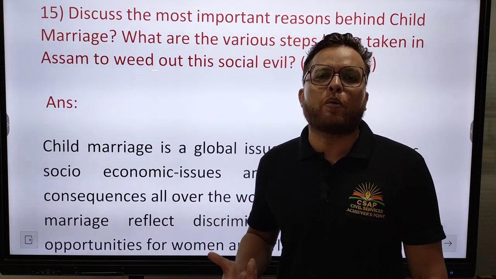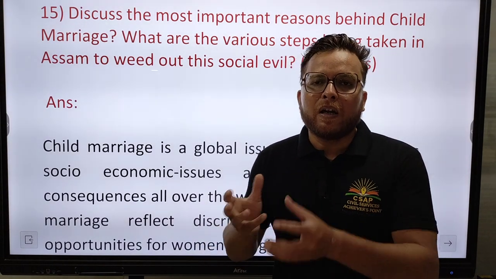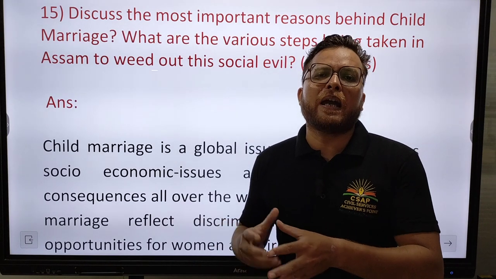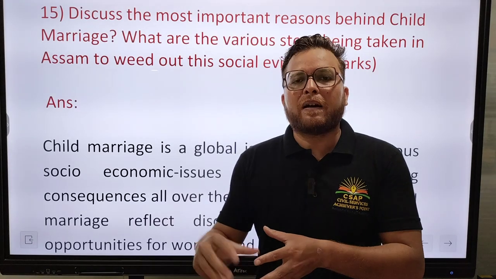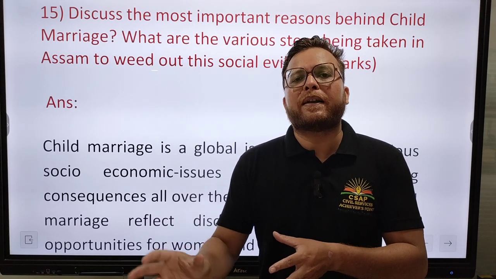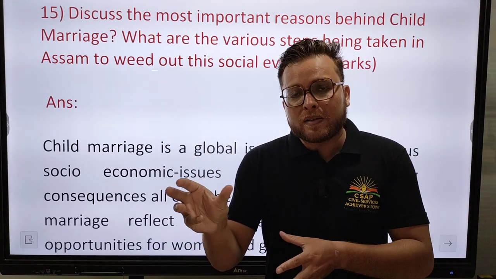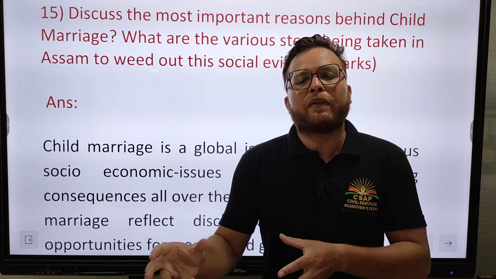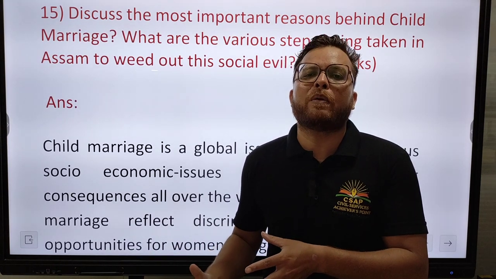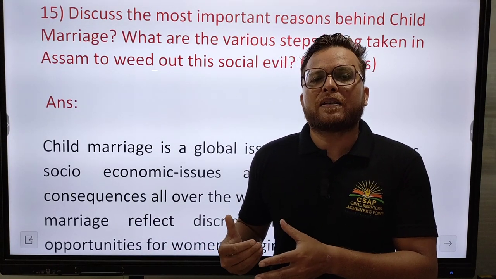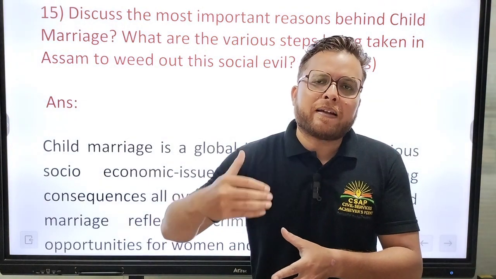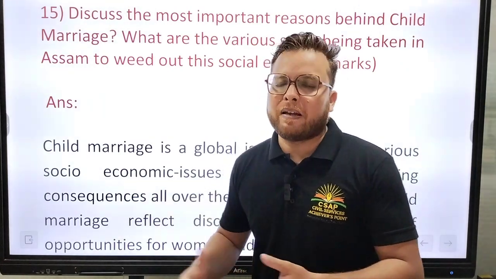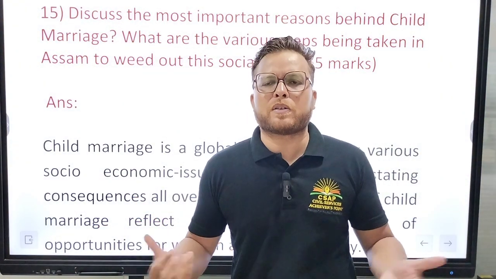In certain cases, dowry also, because there is this concept that if you marry off a girl at an early age, you have to pay a lesser amount of money in the form of dowry in comparison to marrying off that girl at a later age. If you marry off the same girl at a later age, then you have to pay a higher amount of money in the form of dowry. So that acts as a driving force for a lot of parents to give their daughters in marriage at an early age. So that is another reason. And of course, lack of education and poverty are there.